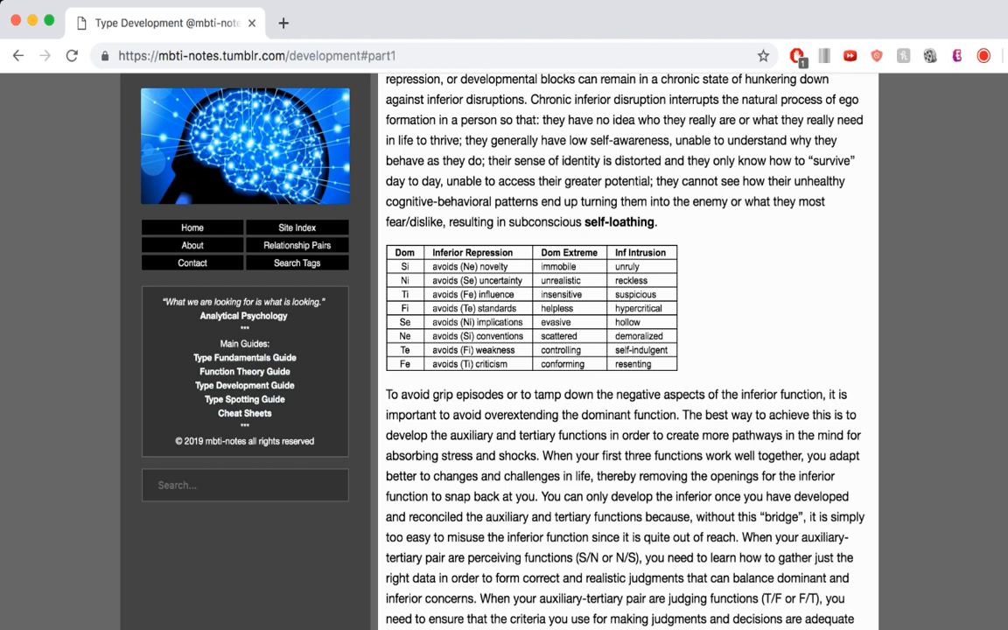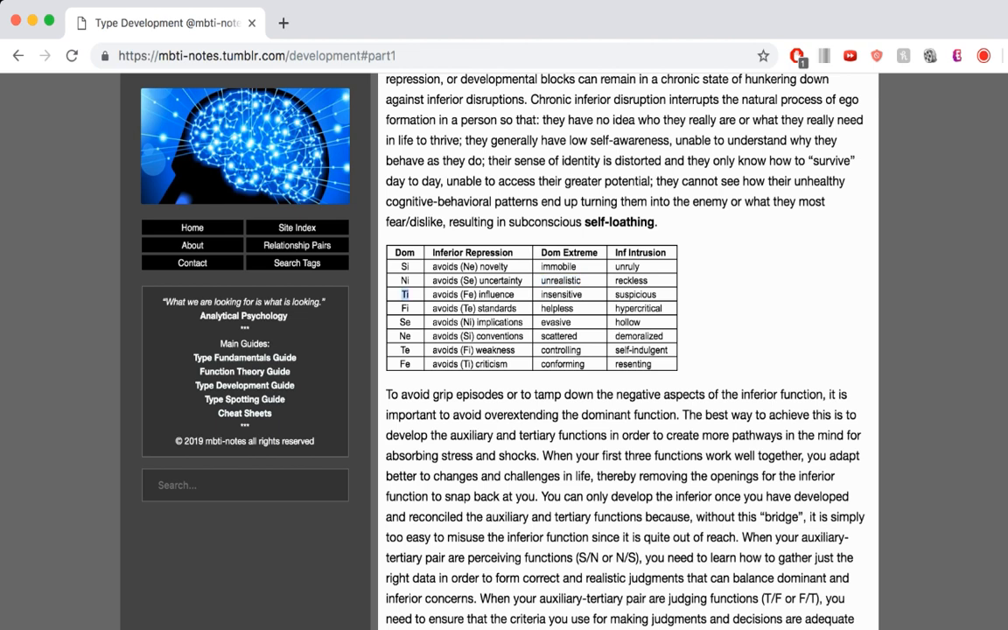So if you're an SI who avoids your NE, you'll be very immobile. If you're an NI who avoids SE, you'll be unrealistic. These are just examples. I think this is only 8 of the types out of 16, so sorry if you're not one of the 8 here. Yeah, so you have intuition, but you don't really pay attention to what the world is really like.